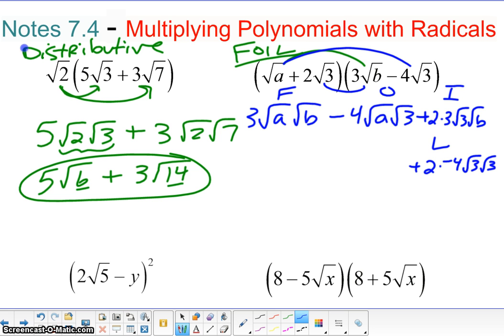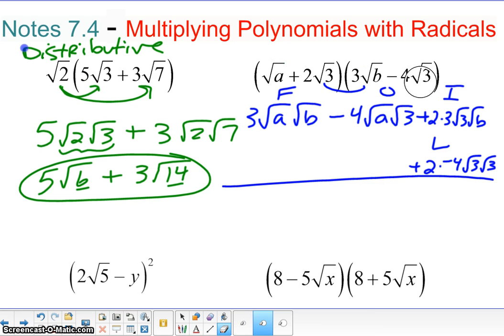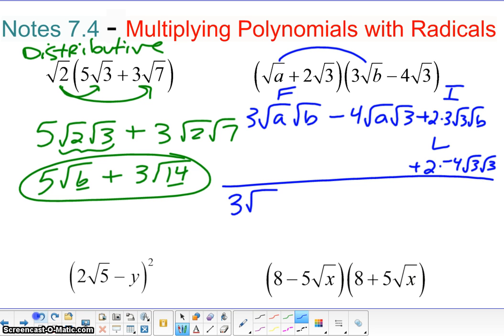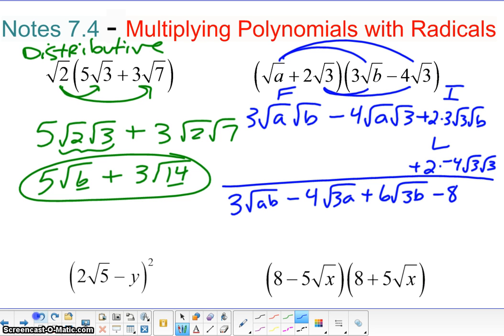For example, if I was to start this over again and think of FOIL, you don't have to erase what you just did. But now it's just a simple way to take the first and the last. First terms, 3, and the radicals are all going to go together. Outside, negative 4, radicals can go together. Inside, plus 6. The non-radicals can go together and the radicals can go together. And finally, the last terms, negative 8 and square root of 9.